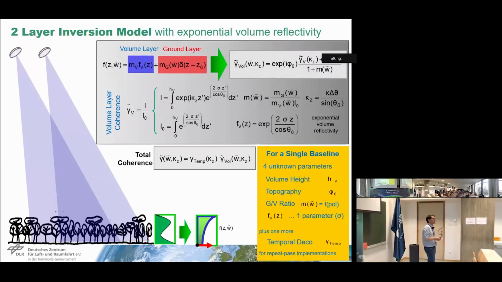So you can start now to optimize polarization channels so that in one channel you don't have the ground. So all the ground parameters, they go away. So you don't have any more ground to volume ratios. So you have the one coherence, and in the one coherence you get height and extinction. So this is a bit the game that you need to make.